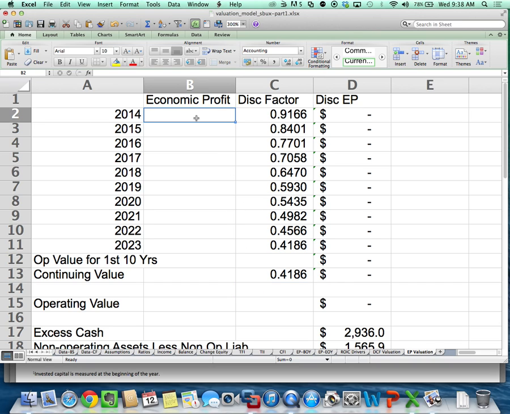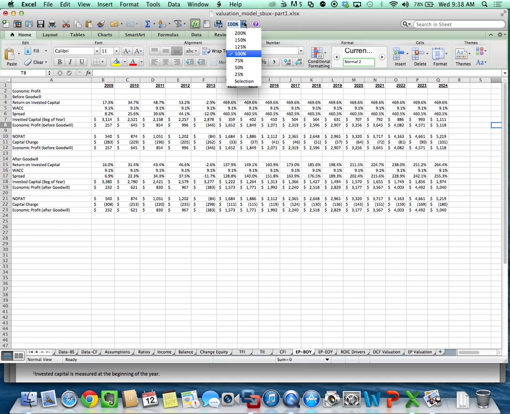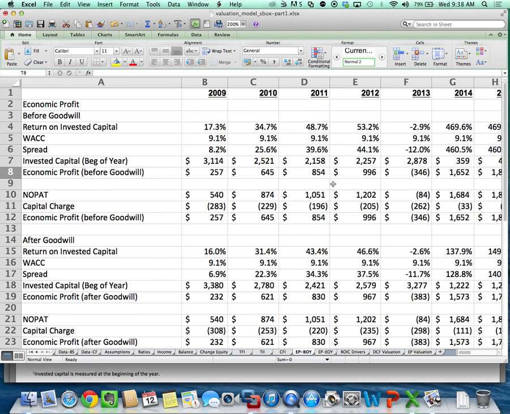So where's my forecast for economic profit? EPBOY tab. Again, I'm using BOY, beginning of year, because I want the two valuations to exactly equal each other. If I use end of year, I get close. If I use beginning of year, I get exact. That's why we're using BOY.